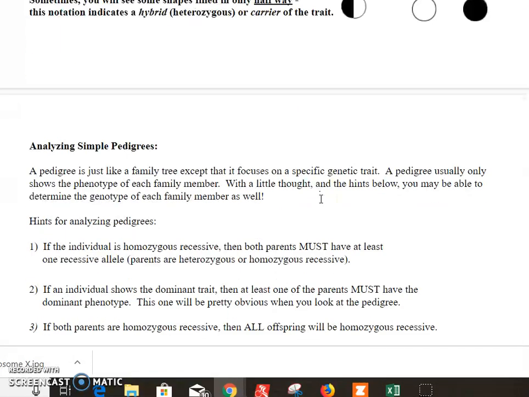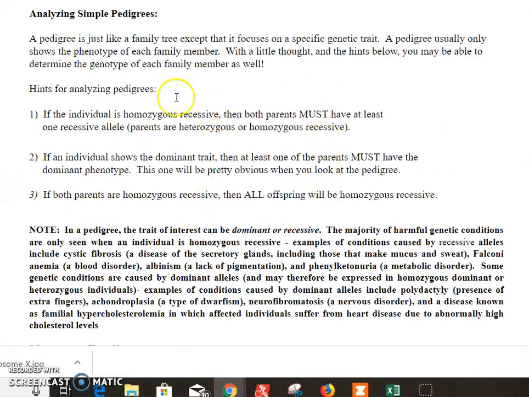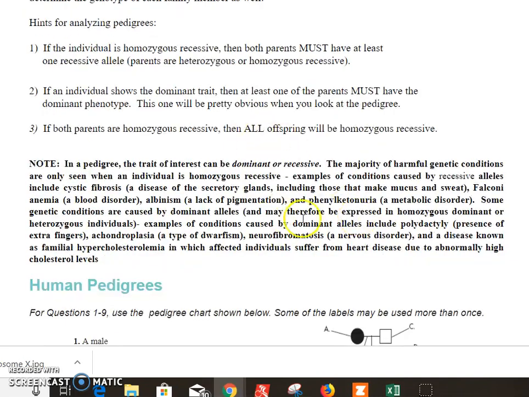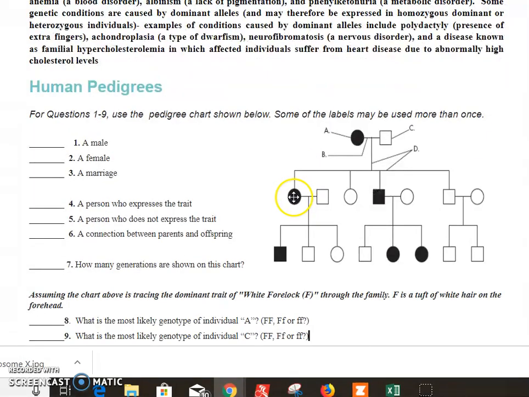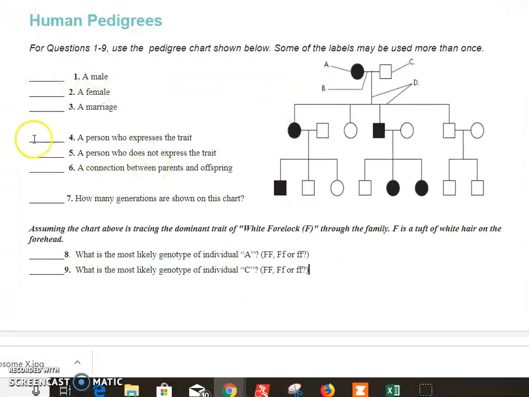So let's go ahead and move down here a little bit. Again, some background information here. It talks about dominant and recessive. You should be familiar with that. Here, I'm not going to go through all of these because they're pretty straightforward. You just had to look back up to the first page to get some information on which is male, female, marriage, things like that.